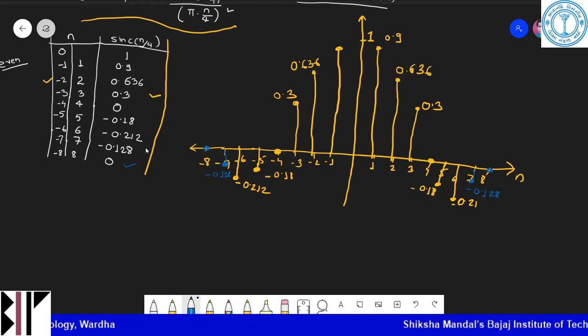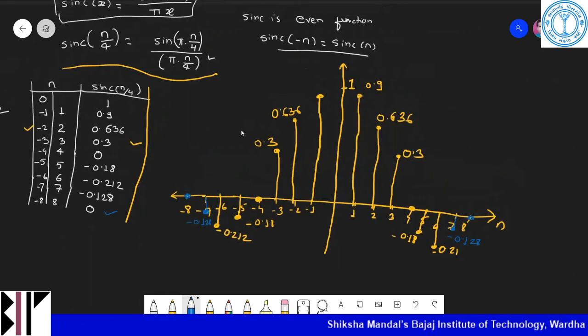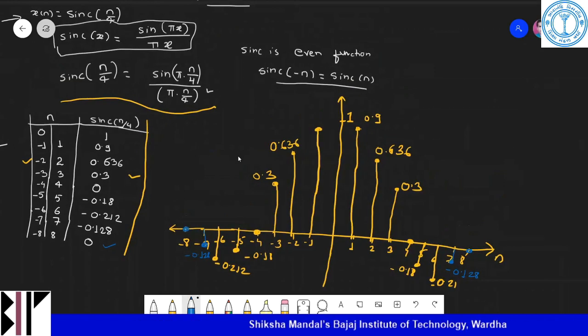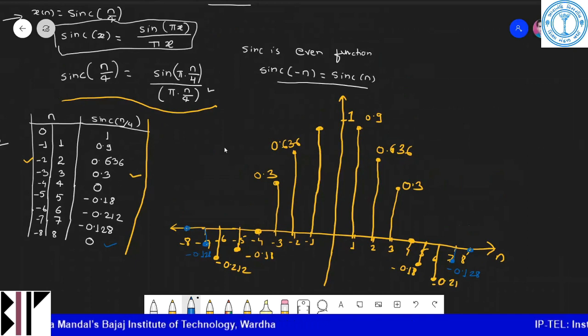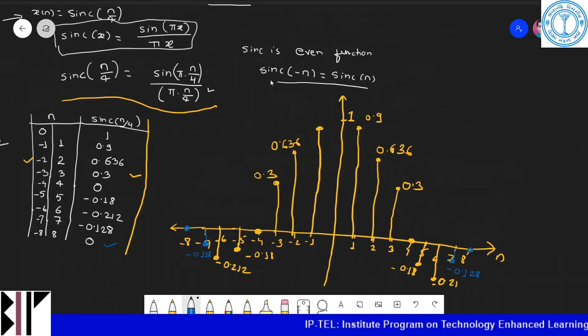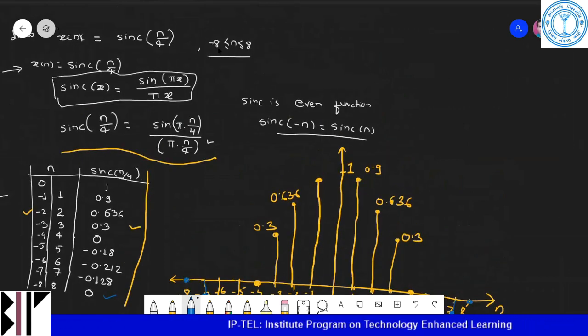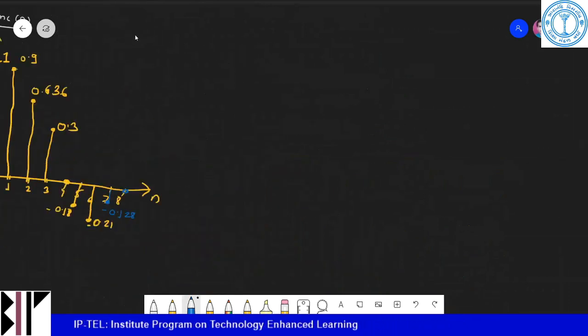So this is the sinc function which we have plotted right now. Is there any doubt for this particular example? You must know the definition of the sinc function, and then you have to put all the values of n from the given interval. The interval has been given from minus 8 to plus 8. So this is your one problem.